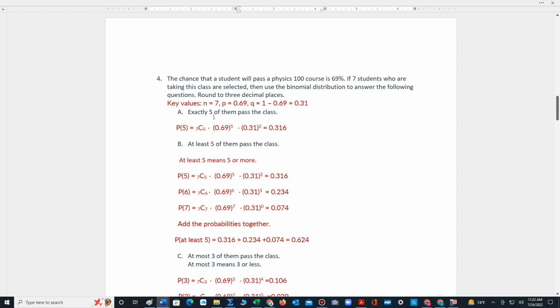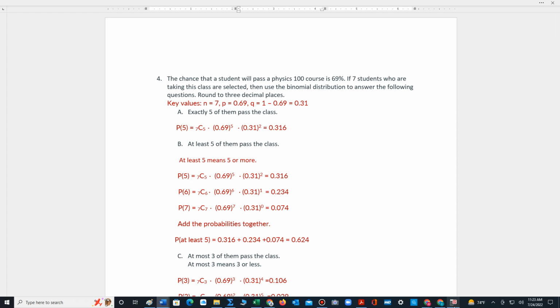So using the binomial distribution formula, we need to calculate the probability that exactly 5 pass the class. So the formula is P of 5 is we have 7 students and we're choosing 5 to pass, times the chance of passing is 0.69 and we want 5 to pass, times the chance of not passing is 0.31. Since there's 7 students, 5 are passing, that means 2 will not pass. And keep in mind that these powers will always add up to n. So if one power is increased, the other power is diminished.